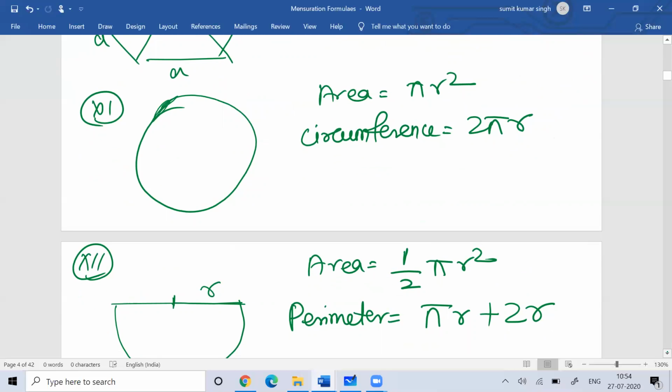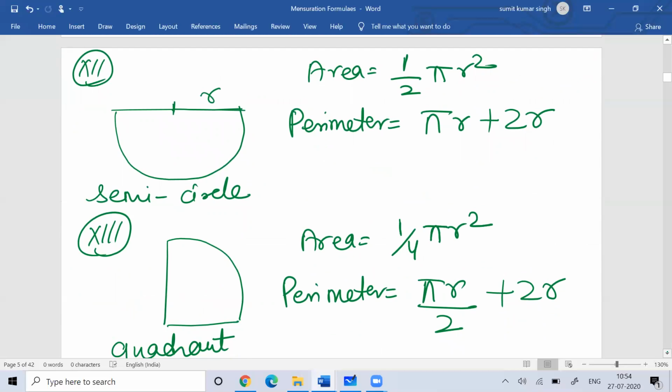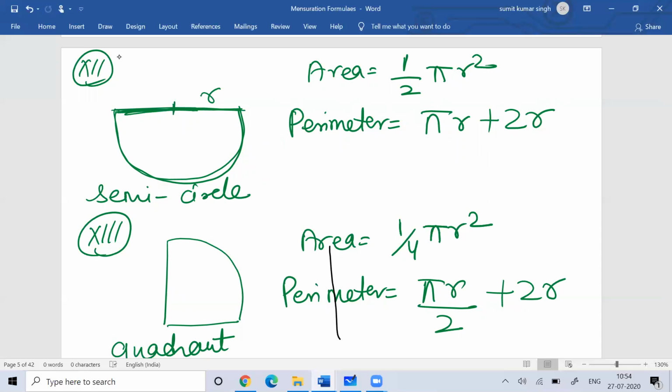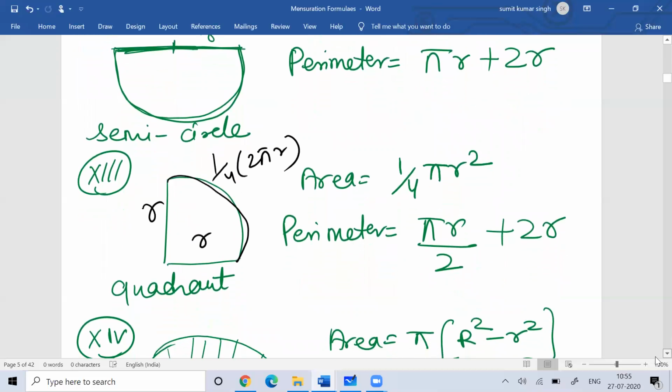Circle, you know the area of a circle, you know the circumference of a circle. That is self-explanatory. Semicircle, the area is half of pi r square, while the perimeter would be pi r plus 2r. So this is 2r, this is 2r, and this is pi r. Okay. Then the quadrant, that is 1/4 of the circle. That's self-explanatory. You can easily understand. So 2r, and this is 1/4 of 2 pi r. 1/4 of the circle. So that's why you got this formula.